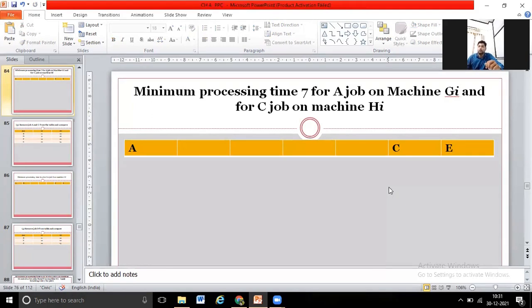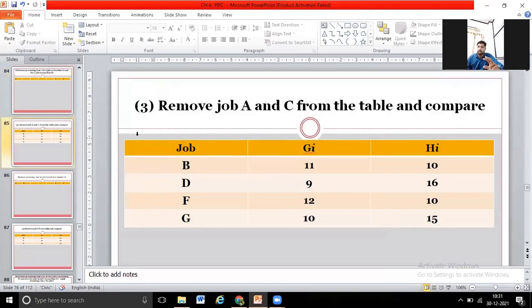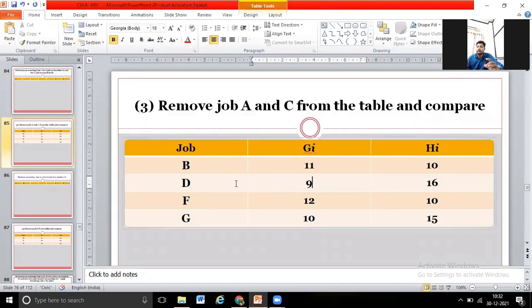Now next we have to remove out A and C job data from the list. Okay, so remove job A and C from the table and compare. Okay, so now B, D, F, G, these jobs are remaining and they are competing for the remaining positions only. So 11, 9, 12, 10, 10, 16, 10, 15. So I get the 9 hours is the lowest processing time, and which is related to D job and which is related to the first machine or the GI machine.